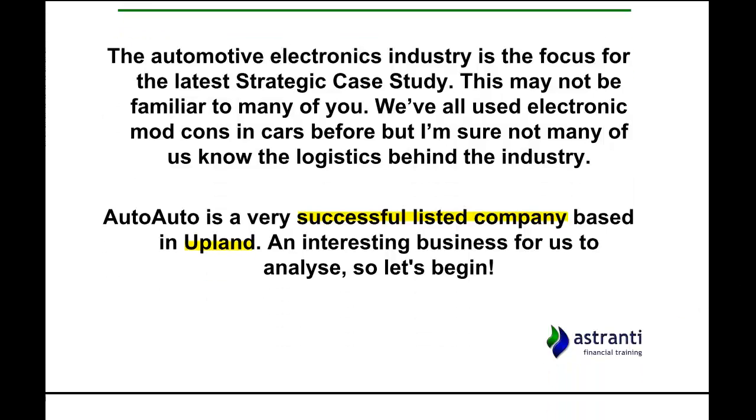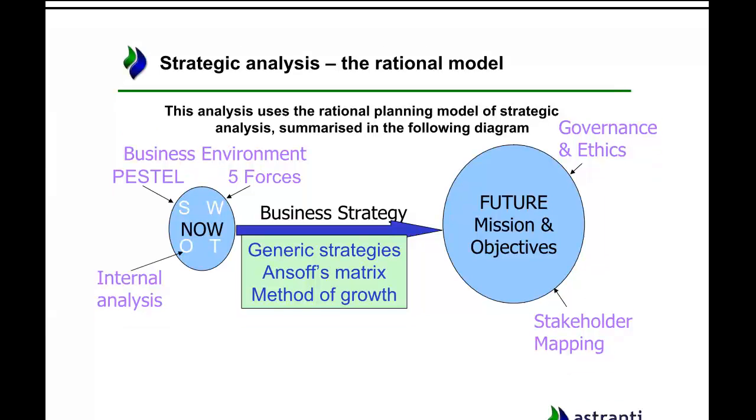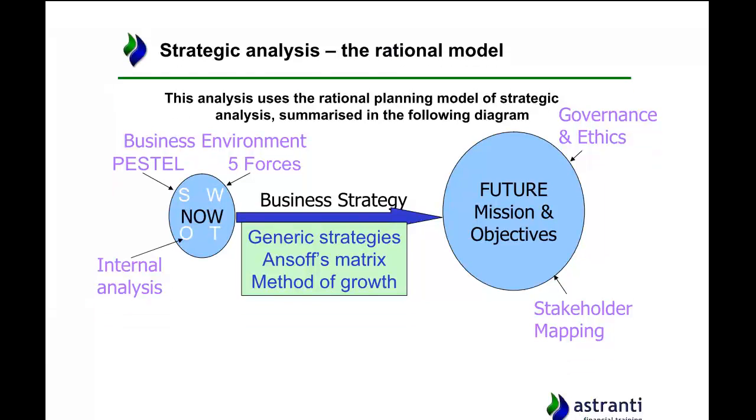So let's take a look at how we're going to cover this information in this video. We're going to use what is called the rational model. What this essentially involves is taking a look at where we are now, the current position of the organization, and we look at the environment the company operates in, both the actual industry using 5 forces analysis, how competitive it is, how profitable it is, and also the greater environment in which it operates, so the Upland environment, the global environment, and also looking at some things specific to the organization.